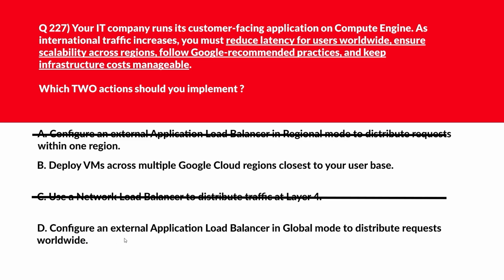Option D says configure an external application load balancer in global mode to distribute requests worldwide. Global application load balancer distributes traffic across regions, supports worldwide scaling, and reduces latency for international users. Looks good. We'll lock option B and D as the right answers.